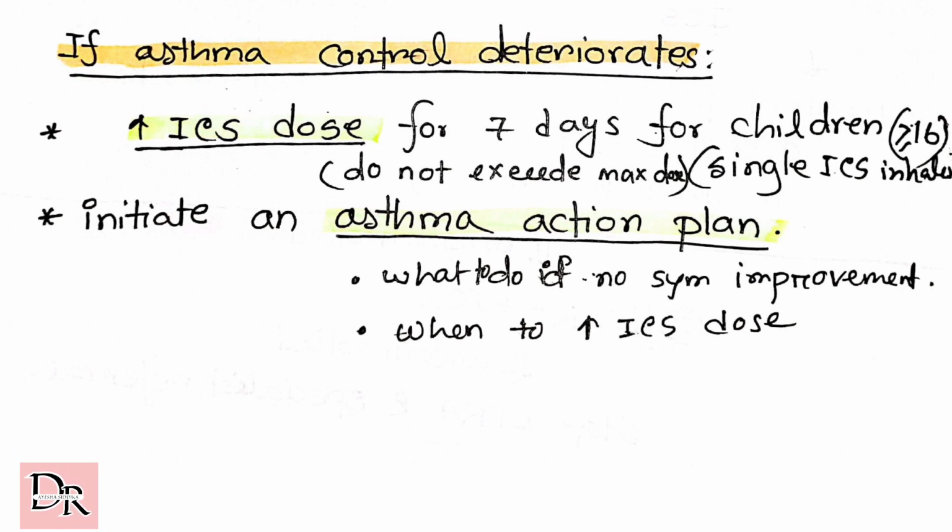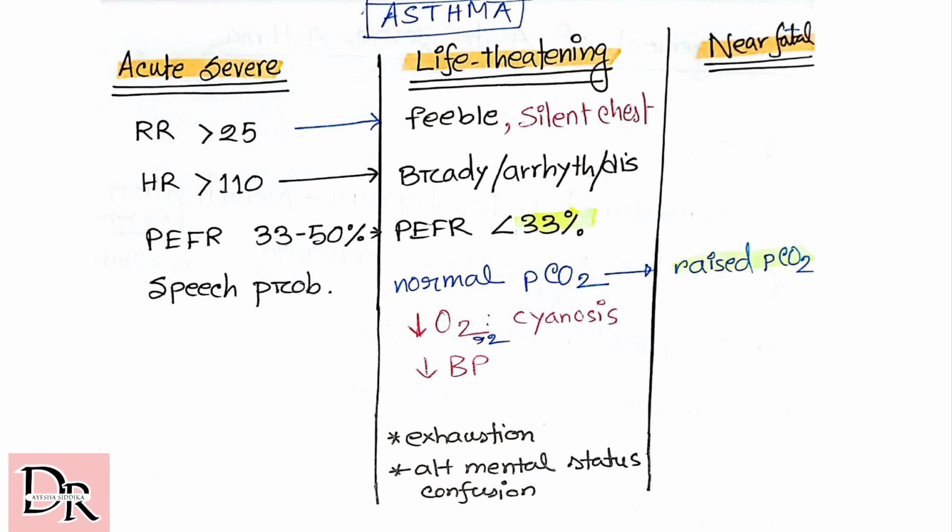Then also we'll initiate an asthma action plan. So what is an asthma action plan? We have to educate them what to do if there is no symptomatic improvement, and we will educate about when to increase the ICS dose, okay? So at this point we have already talked about management of chronic asthma. Now we will talk about acute asthma.